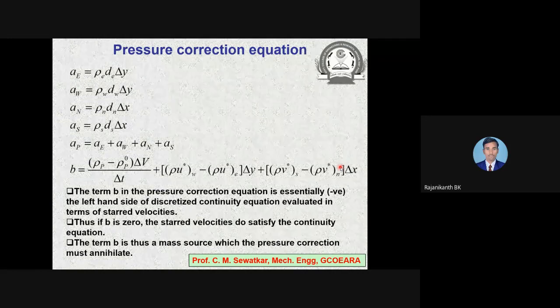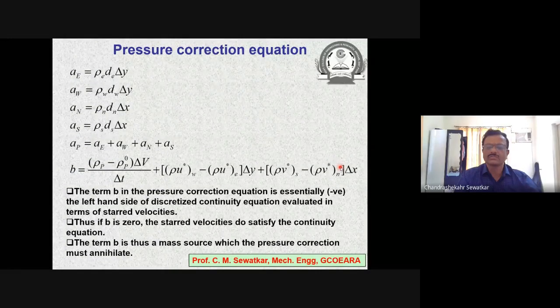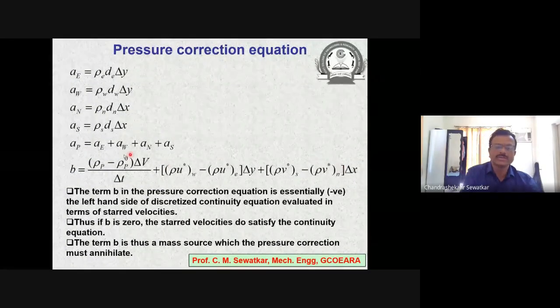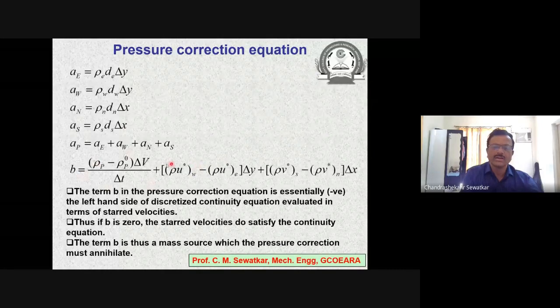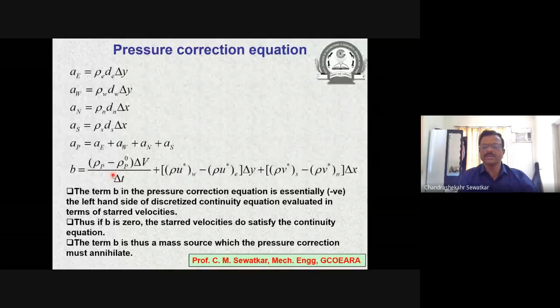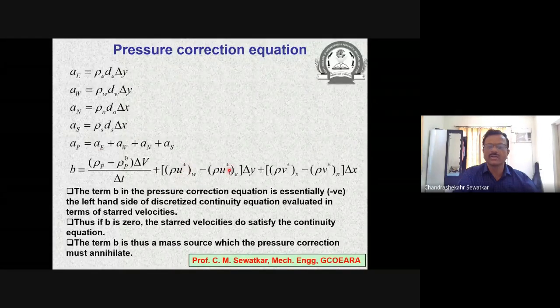It is a continuity equation. So B represents the continuity equation. And if this B is 0, what does it mean? If this B is 0, this quantity turns out to be 0. What does it mean? It means that my U star and V star values are correct. Are you getting my point or not?